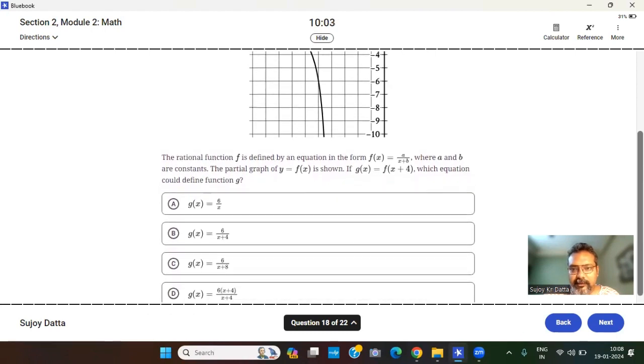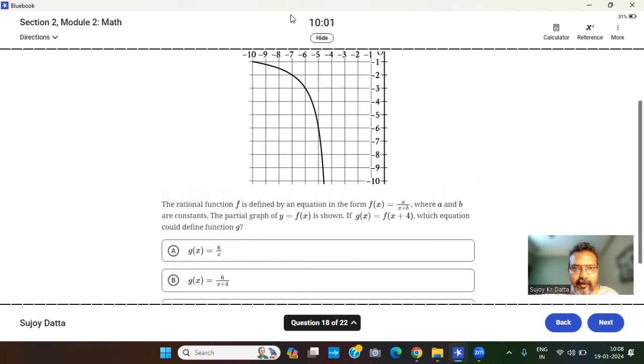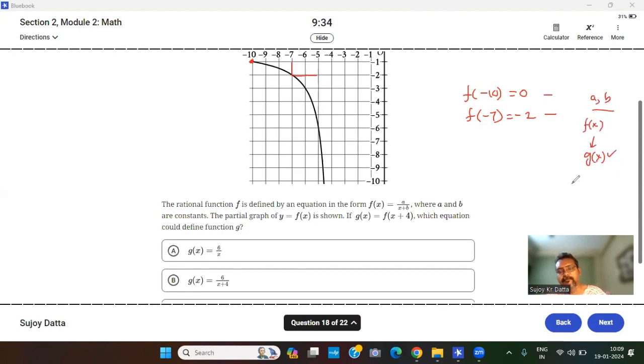So one way of doing it is figuring out values of x and y and trying to deduce what the function is. For example, we can pick f of negative 10 is 0, 1 point, and f of maybe negative 7 is negative 2. Second point, and we'll solve for a and b, get the function f(x), from there find out what is g(x), and we have our answer. That is a possibility, but that's a very long approach.